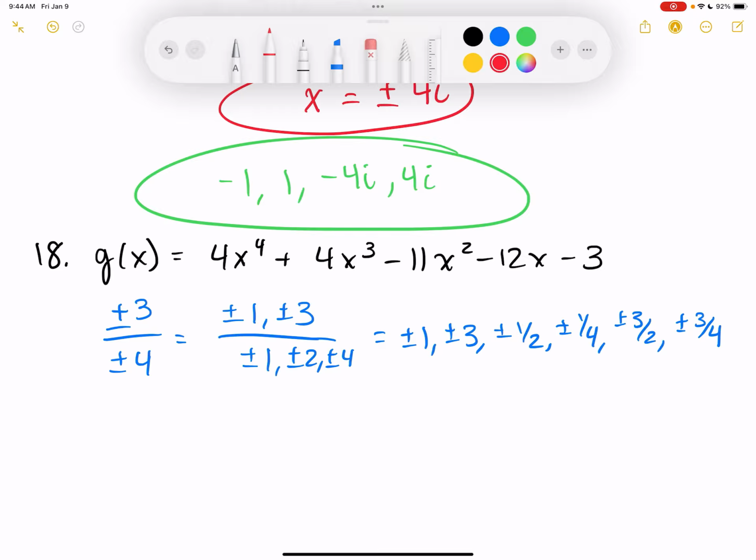But is that an option? No. Okay, so that's not an option for me. And then it looks like it's pretty much the same spot over here. So, no, that just fell. So negative 1/2. So we're going to try negative 1/2.